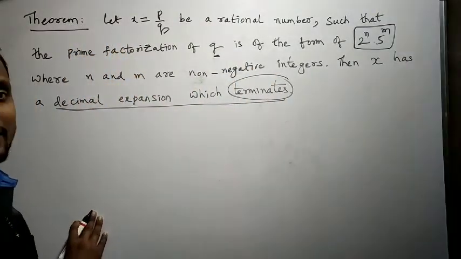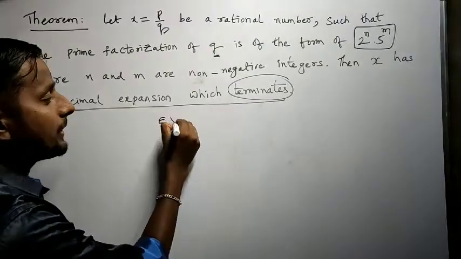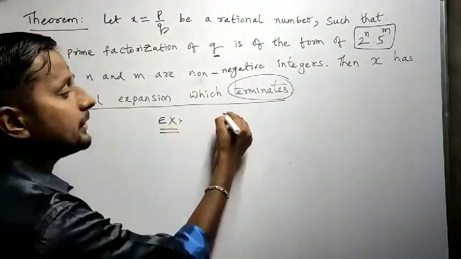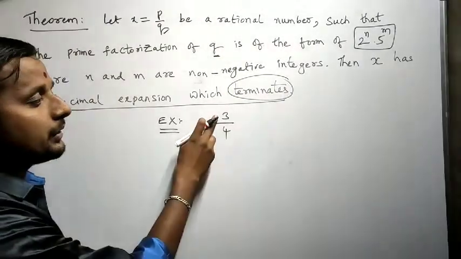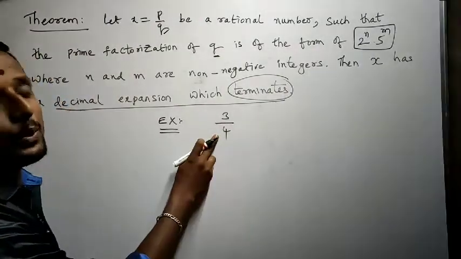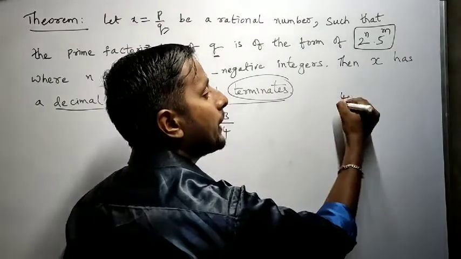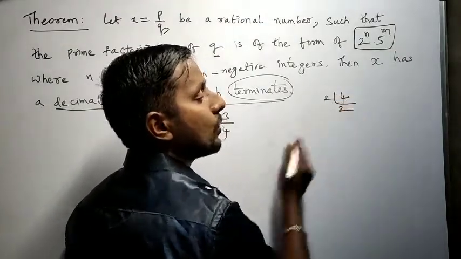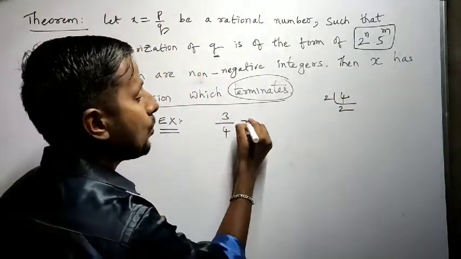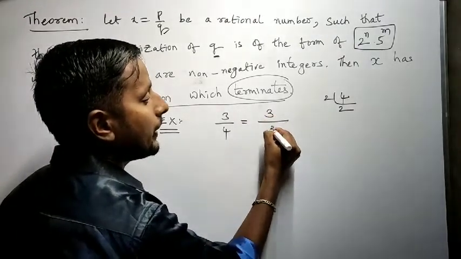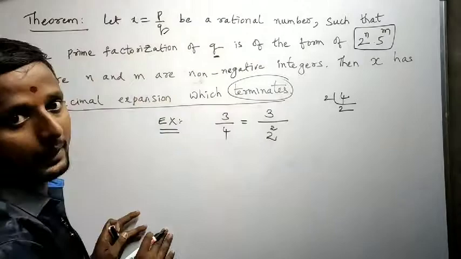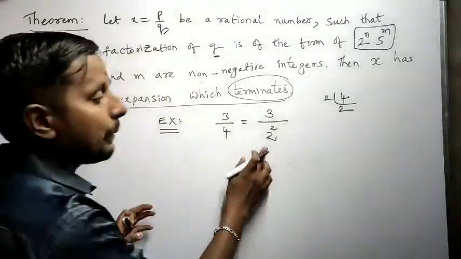So let's go with an example. Okay, so now I'll write the example 3 by 4. Actually 3 is a prime number, 4 is a composite number. So 4 I can express as 2 square. Am I right? So now I'll write 3 as it is, and the denominator I can write as 2 square. Correct?